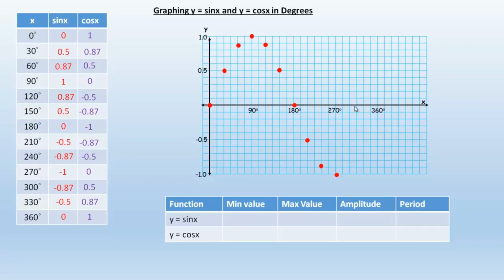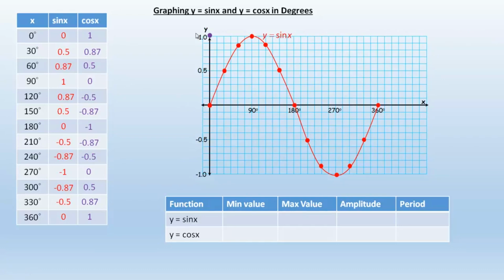So now at 300 degrees, that's 270 right there, so 300 would be right here. We're at negative 0.87, that guy right there. And then at 330, we're at negative 0.5, so 330 would be here at negative 0.5. And at 360, we're at 0. So 360, the function value is 0 right there. So if we draw a smooth curve between these, that's what the sine function looks like. That's y equals sine x.